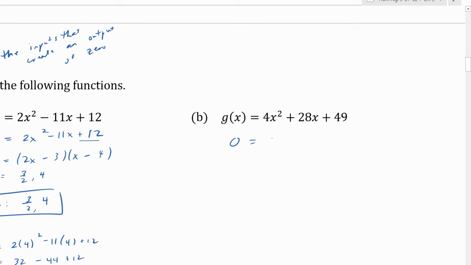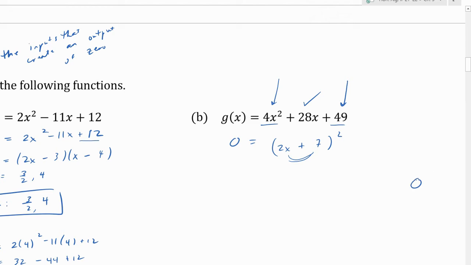I want the zeros of this function. And, ooh, it's a trinomial. The front and back are both perfect squares. If it's going to work, it's going to be a 2x and 7, because I square a 2x to get 4x squared, I square a 7, and 14x and 14x do make 28x. There we go.